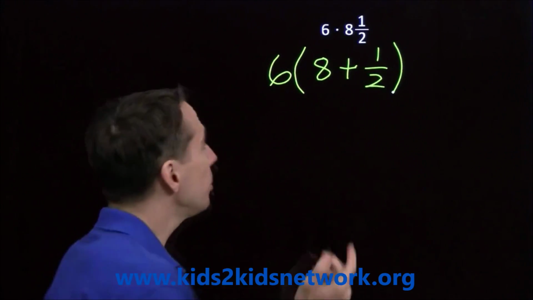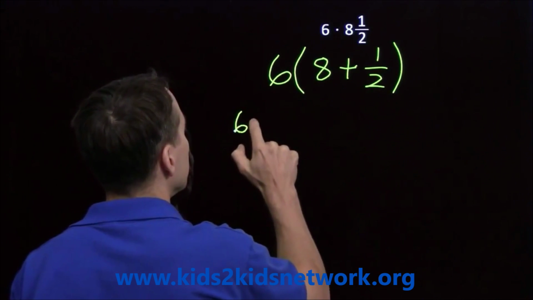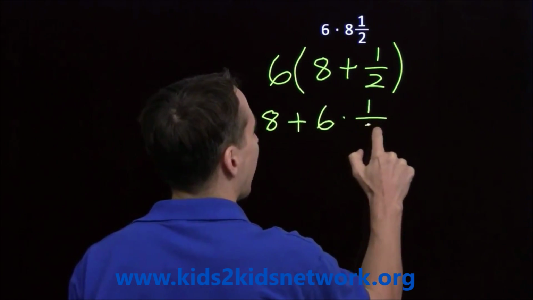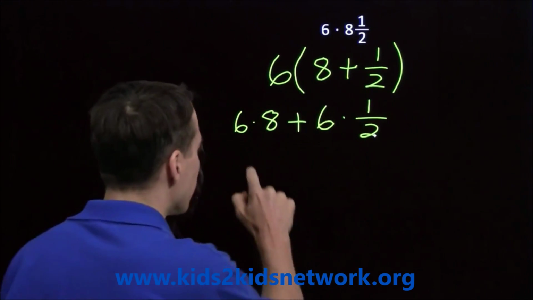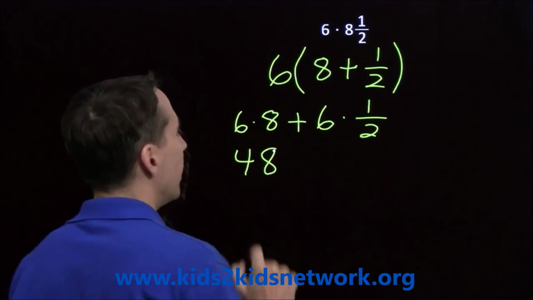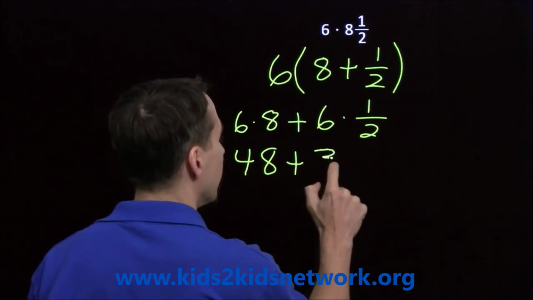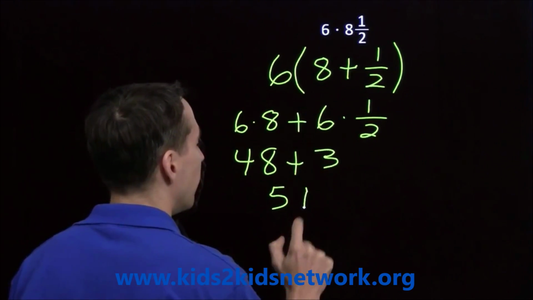Now we can just use the distributive property. Break this up into 6 times 8 plus 6 times 1/2. 6 times 8, that's just 48. And 6 times 1/2, well, it's 6 divided by 2, that's just 3. And that gives us 51.